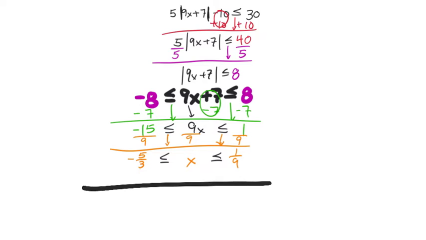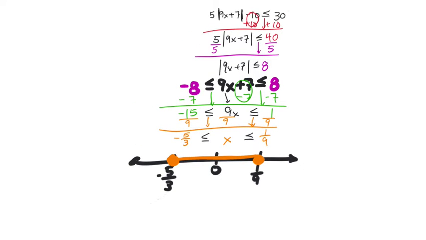So now I'm ready for the graph on this. If I had 0 here, 1/9 is positive. And then negative 5/3 on the left. With the negative 5/3, you could say that it could equal negative 5/3. That's okay. And then the 1/9 as well. But the x is sandwiched between, so it's just everything in between this.